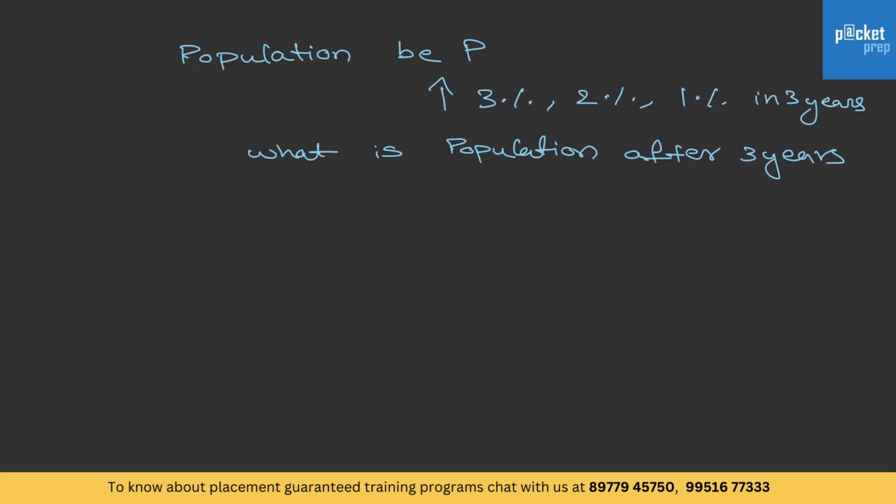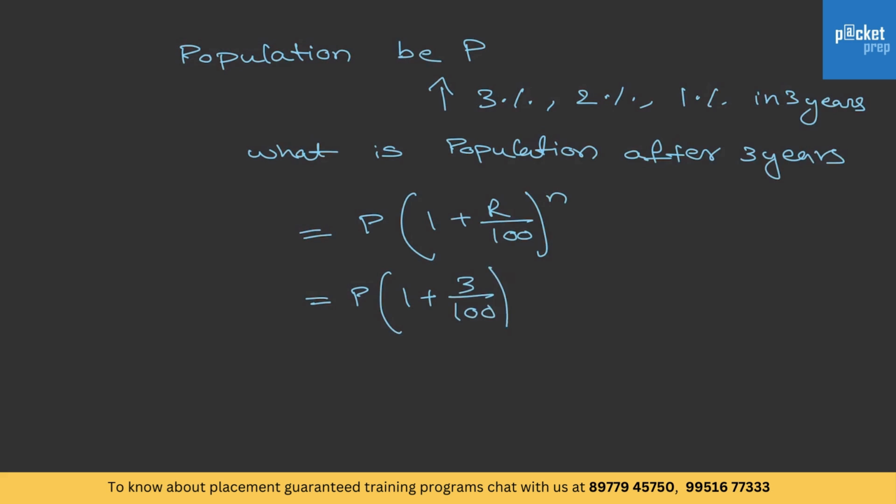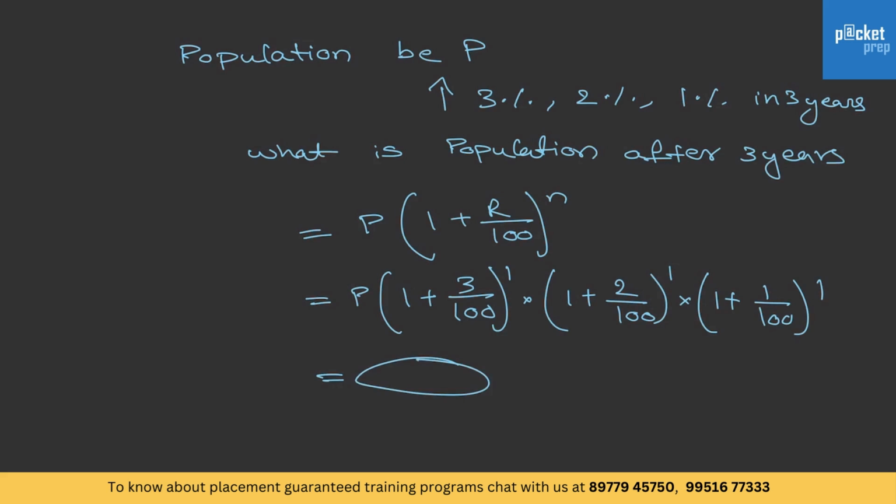What is the population after 3 years? This is given by the same formula but a bit changed. The original formula is P into 1 plus R by 100 whole power n. In this case, we take individual rates. So P into 1 plus rate 1, which is 3 by 100 for the first year, into 1 plus 2 by 100 for the next year, into 1 plus 1 by 100 for the next year. This gives us the population after 3 years.